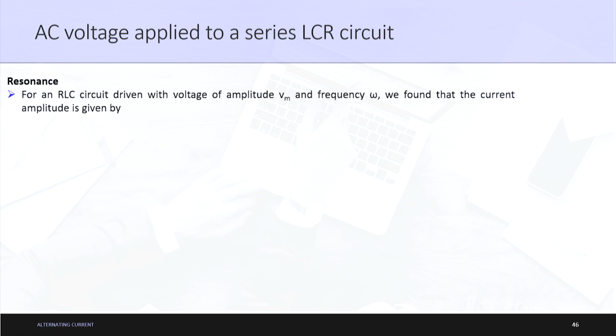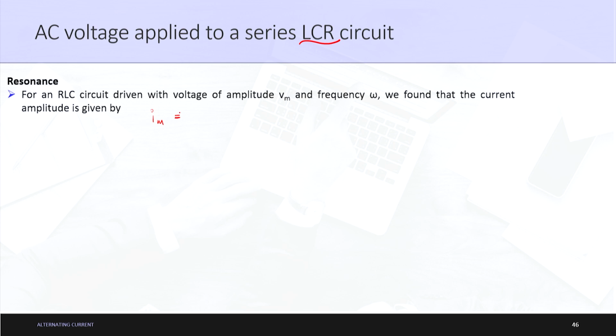Fine. So, now let us understand the same thing for an RLC circuit. You can say LCR, RLC, or CRL, everything is the same. It basically means that everything is connected in a single circuit. R is the resistor, L is the inductor, C is the capacitor. For an RLC circuit driven with voltage of amplitude Vm and frequency omega, we found that the current amplitude is given by what? Current amplitude is Im.